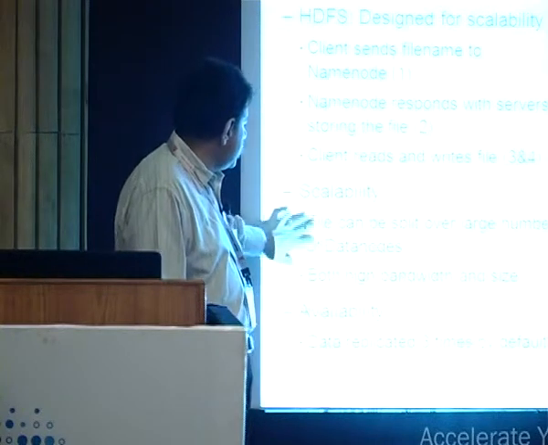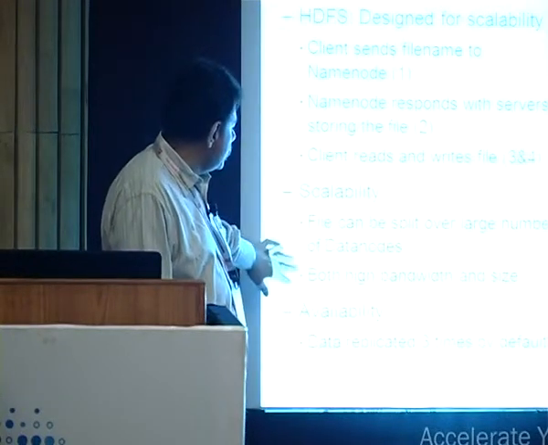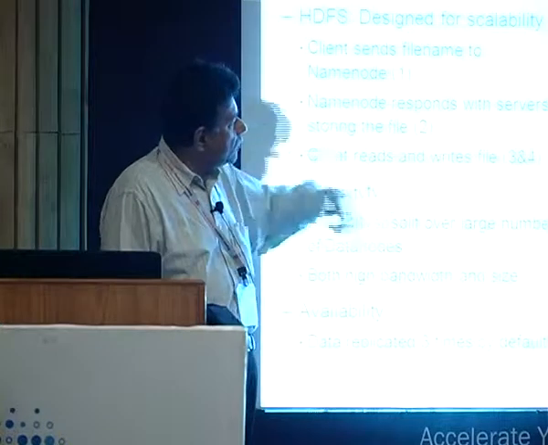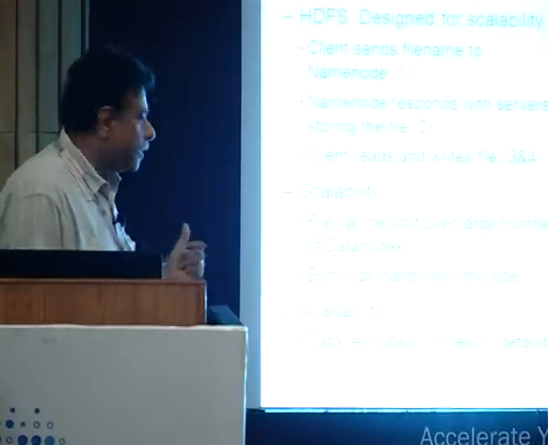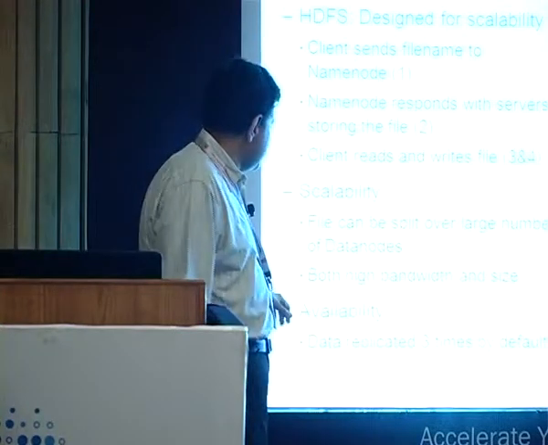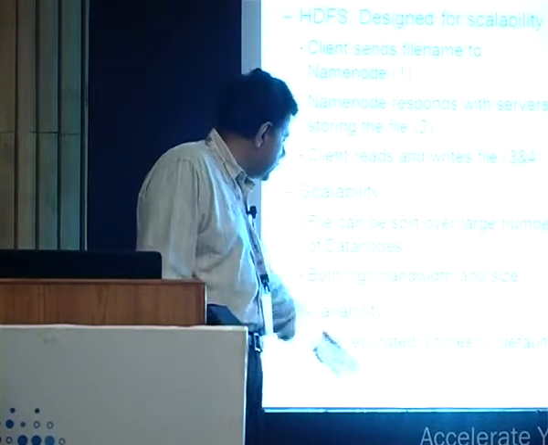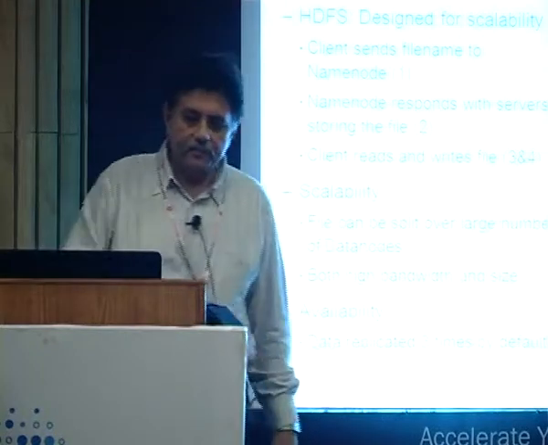For scalability, the file can be split over a large number of data nodes, and it's high bandwidth because the client is directly interacting with the data nodes, so you can get whatever maximum bandwidth is needed. And for availability, data is replicated 3 times by default.